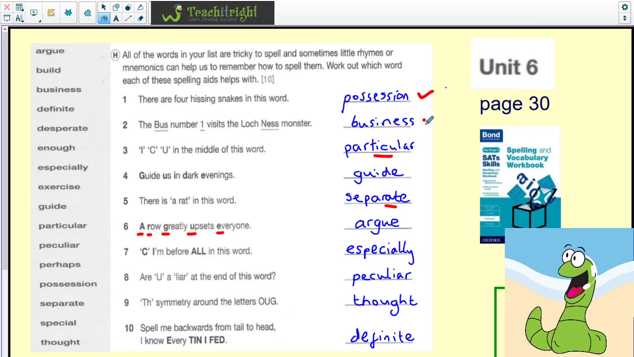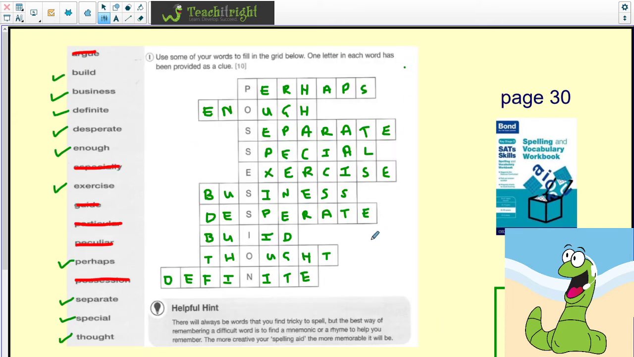And again, you can go down through, and if you put the right word with the right rhyme or mnemonic, you can give it a tick. Right, let's have a look at the last thing that you need to do in your book on page 30. And you have another one, a bit like you had at the beginning of Unit 5. You've got in the end of Unit 6, you've got to put in the words into the gaps again.